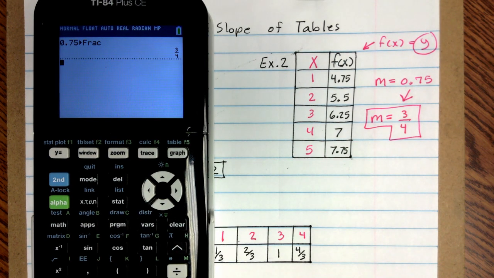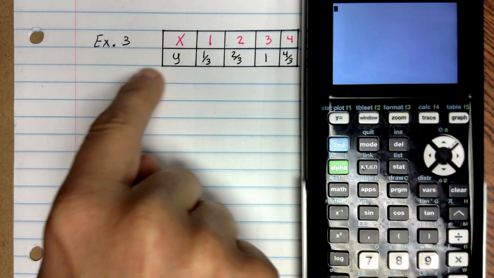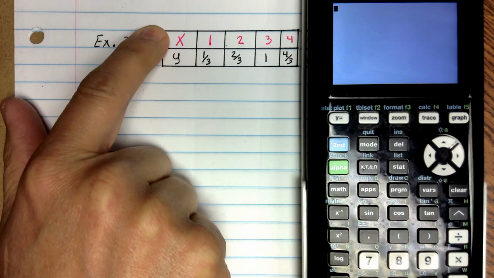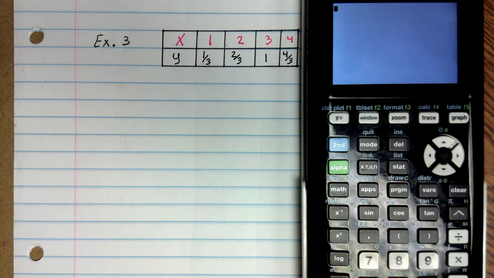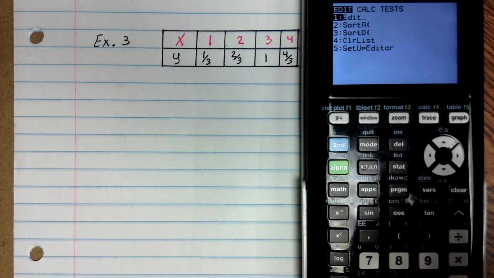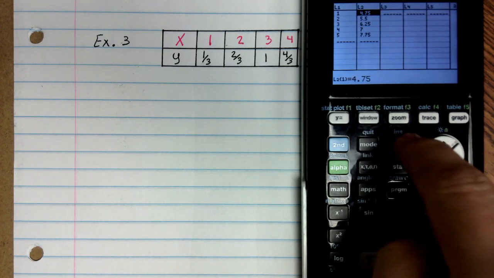Now let's look at example 3. Now for example 3, notice we have this horizontal table. Notice that on horizontal tables, the top is always x and the bottom is always y. So we're going to go ahead and type those values in. I'm going to go to my table by hitting stat, hit enter, and I'm going to delete out my old values.